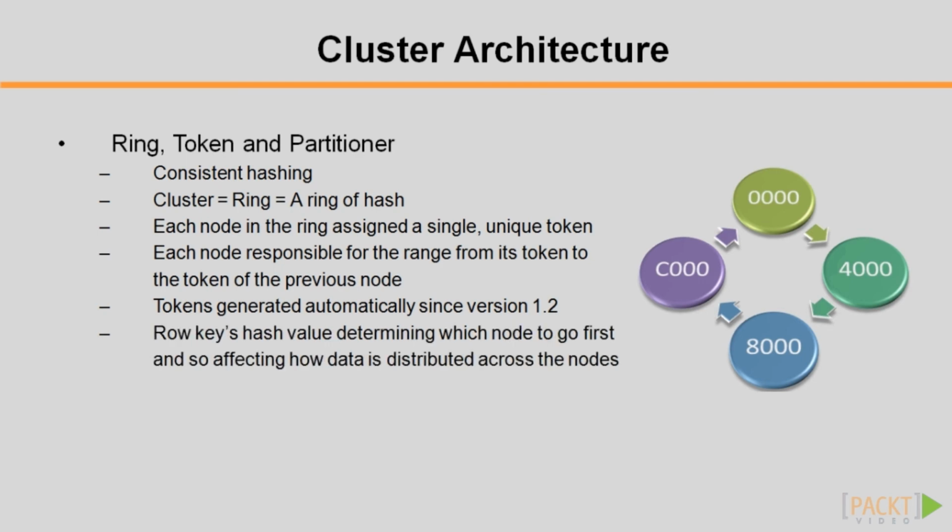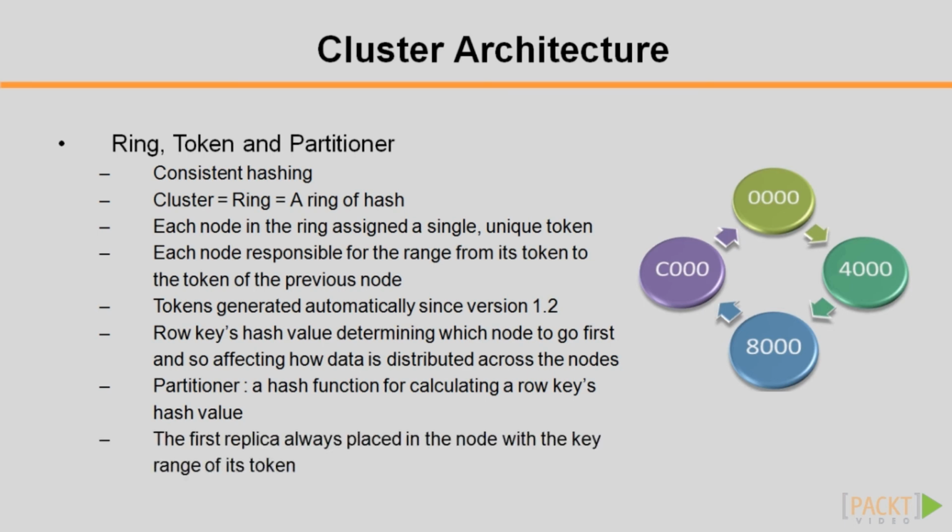Each row has a row key, used for partitioner to calculate its hash value, that determines which node the row goes to first. The partitioner is just a hash function for calculating a row key's hash value, and it also affects how the data is distributed or balanced in the cluster. When a write occurs, the first replica of the row is always placed in the node with the key range of the token. For example, the hash value of a row key oracle is 6DE7. That falls in the range of 4,000 and 8,000, so the row goes to the bottom node first.